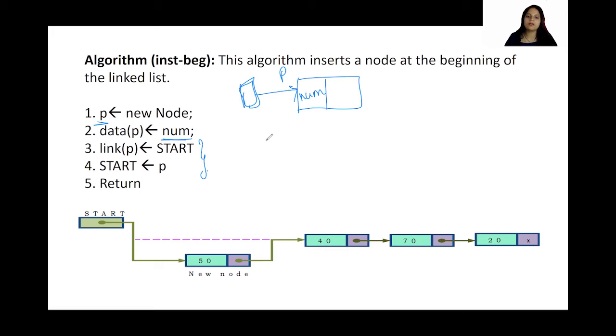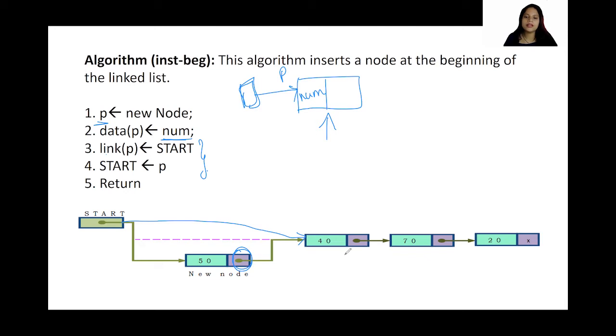By doing that, what happens? Automatically this node becomes the very first node. You can see that in this image. Okay, I had start here. Initially it was connected to this, but then I created my new node and what did I say? I said link of P is equal to start.